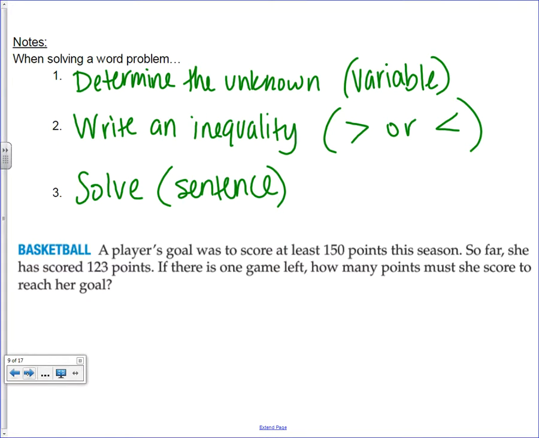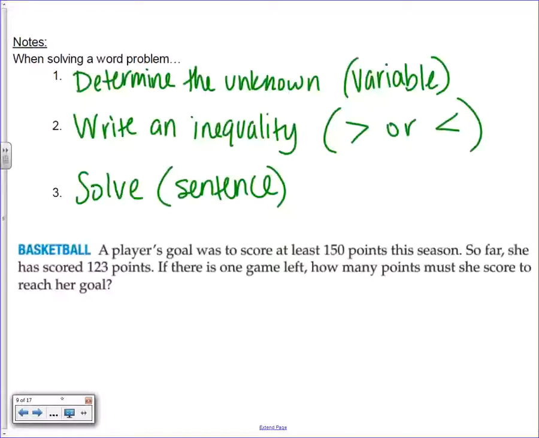So, I don't think I put a number by them, did I? Talking basketball here. A player's goal was to score at least 150 points this season. So far, she has scored 123 points. If there is one game left, how many points must she score to reach her goal? So tell me, what's the unknown?